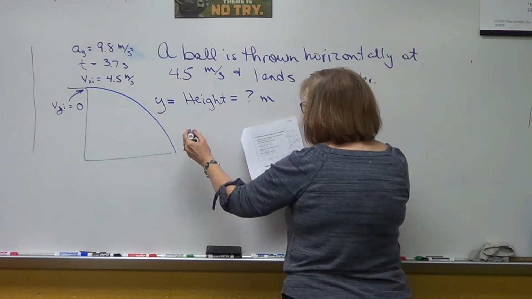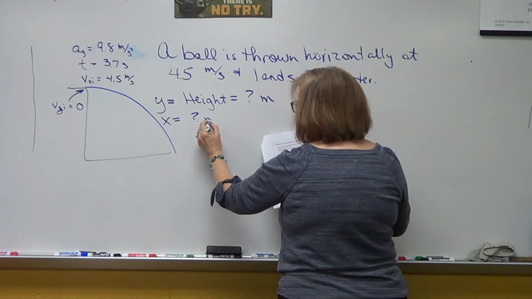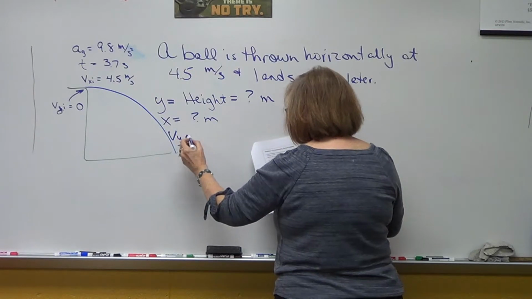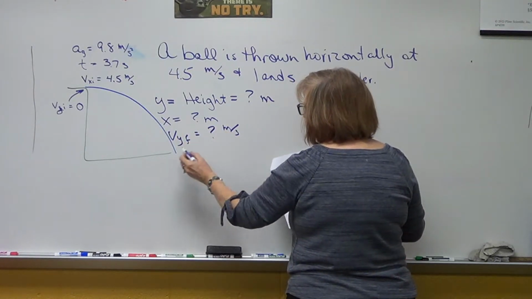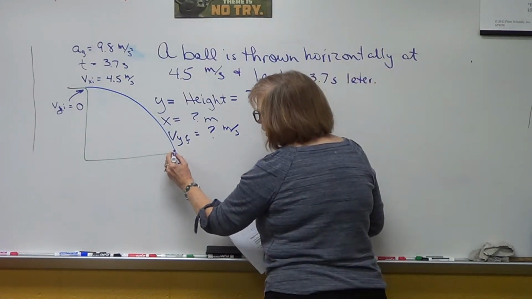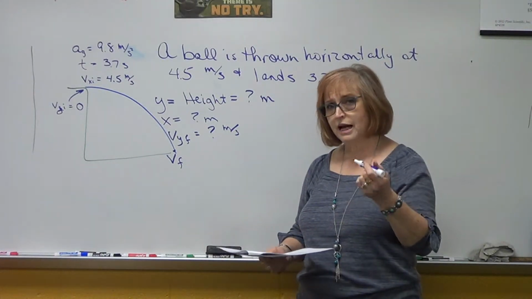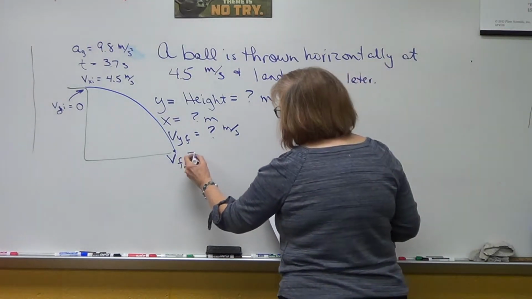We also are going to look for how far out it hits, which is x. And we're going to look for our VYF, the final vertical velocity. We want to know how fast is it actually going. Okay, so how fast is it really going here? Well, it doesn't have just y. It still has x pushing it. So we have to figure out that one. So we're going to do all of those.